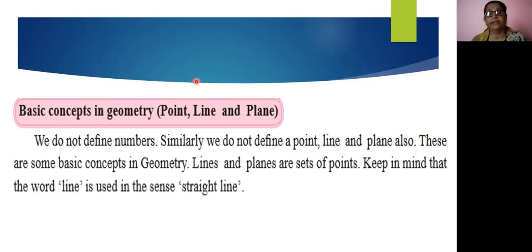We cannot define point, line, and plane. A point means the tip of a needle, a line means a straight line, and a plane is a flat surface. Though we describe them like that, we cannot formally define point, line, and plane.